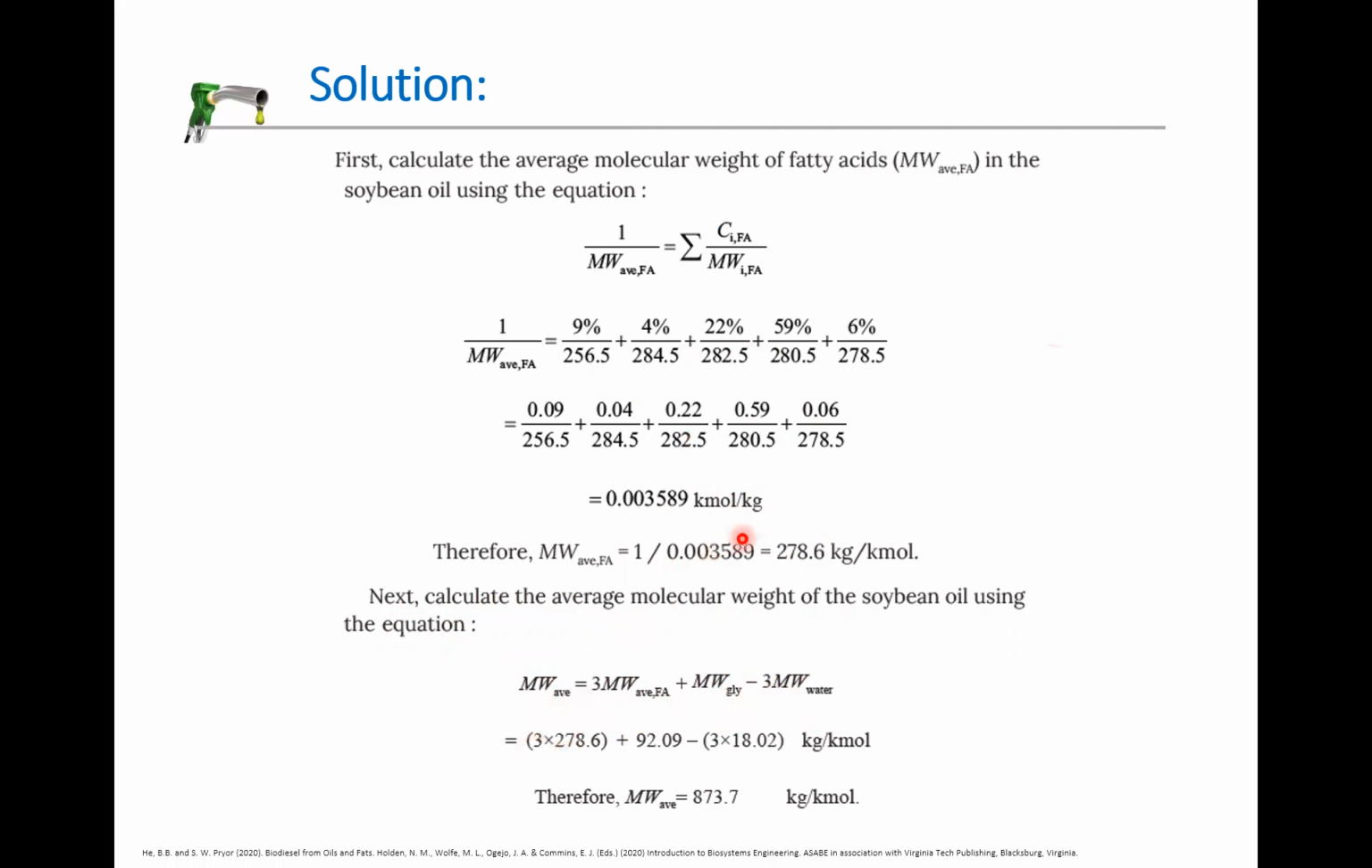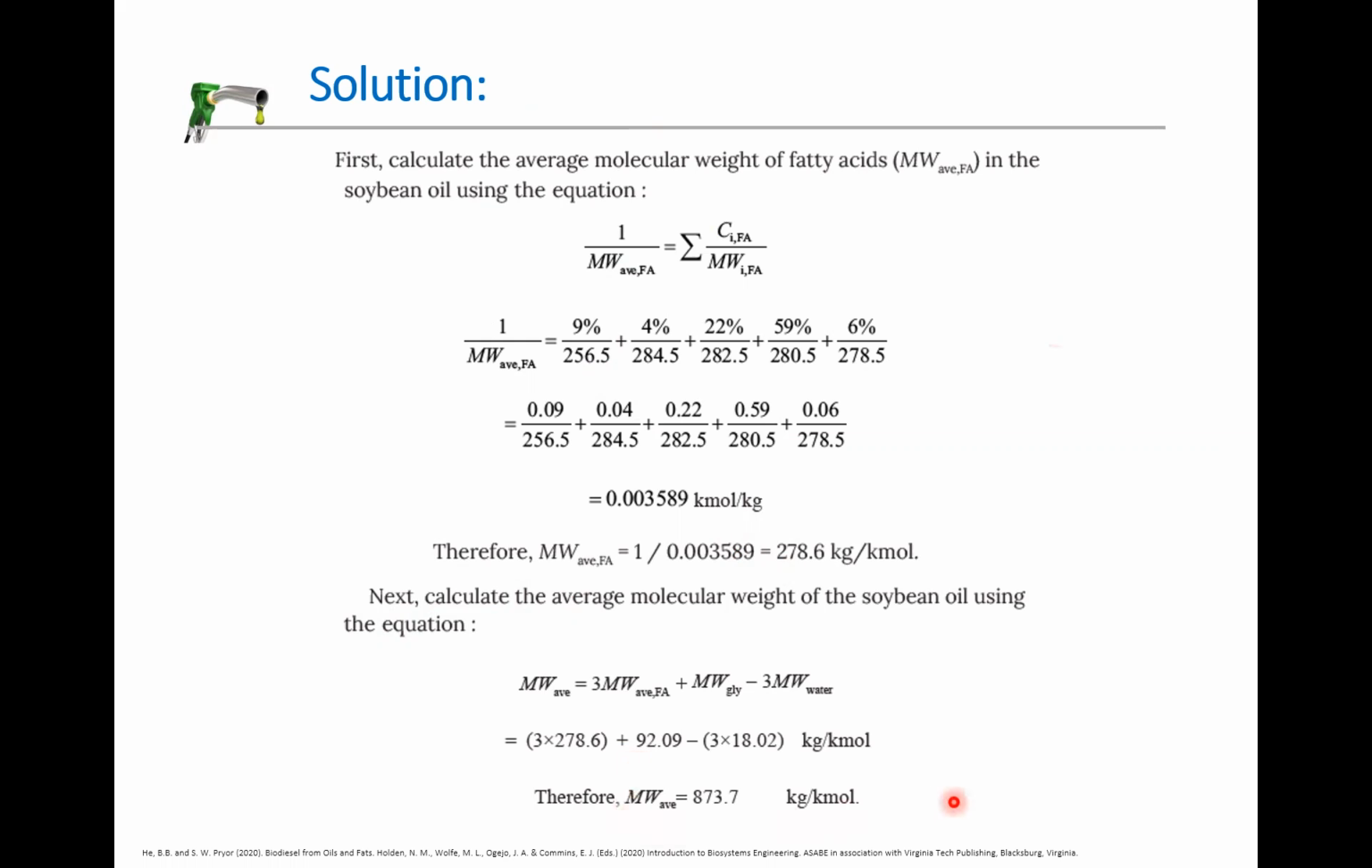In this case, we have 3 times 278.6 plus 92.09, which is the molecular weight of glycerin, minus 3 times the molecular weight of water. With that, we get the average molecular weight of oil, which is 873.7 kilogram per kilomole, or basically gram per mole. If we have this value, we can calculate how much oil and how much methanol we need for this transesterification reaction.